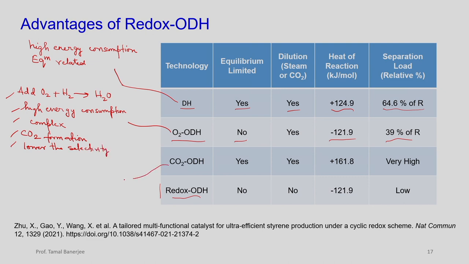Okay. Then if you use CO2, still it is equilibrium related. Again it is endothermic, and the separation load again is very high. In the case of CO2, you may be saying that okay, it's good that we are using CO2 for some process, where I can add it and lower the partial pressure. But there are some issues, that is, you require a high CO2 to ethyl benzene ratio. Because if you don't use a higher ratio, then you have to take care of the reverse water gas shift reaction.